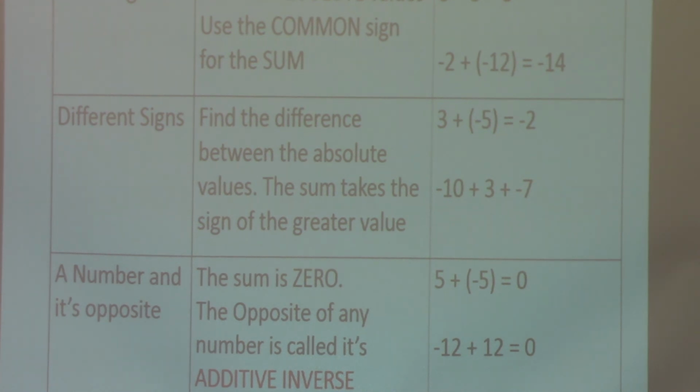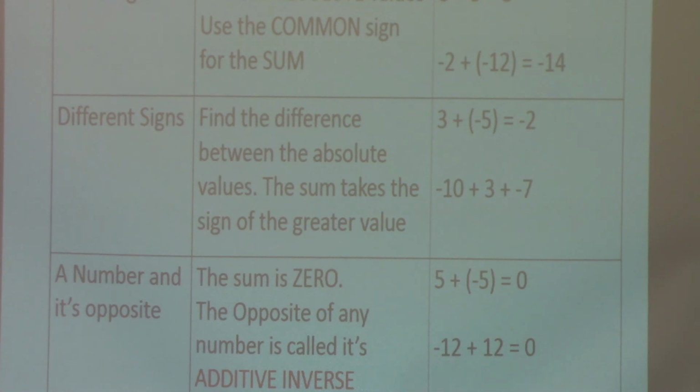-2 plus -10. This is where it gets tricky. They're both negatives. We're adding. There's a common sign. Both numbers are negative, so the answer is negative. So we're just going to add the absolute values. 2 plus 12 is 14. Since they're both negative, the answer is -14. The sum is -14.